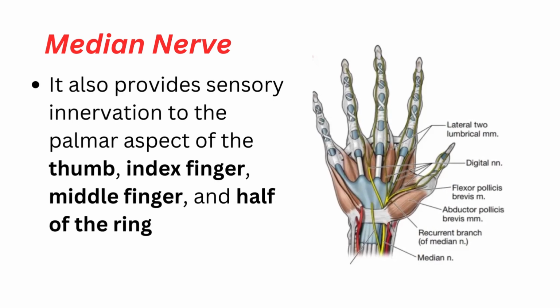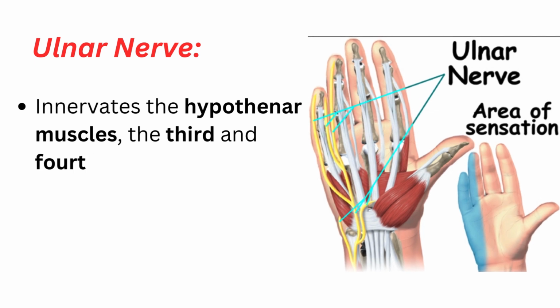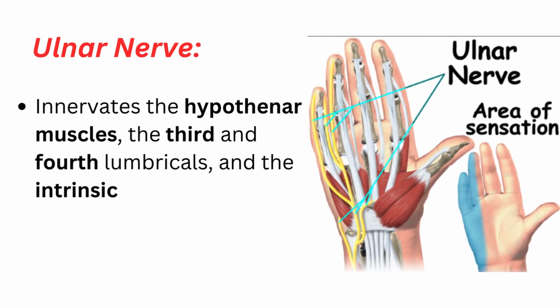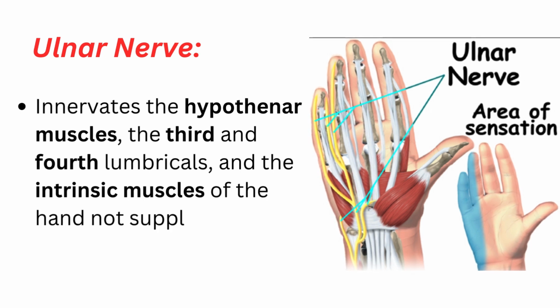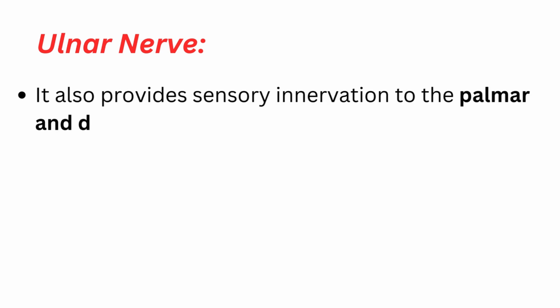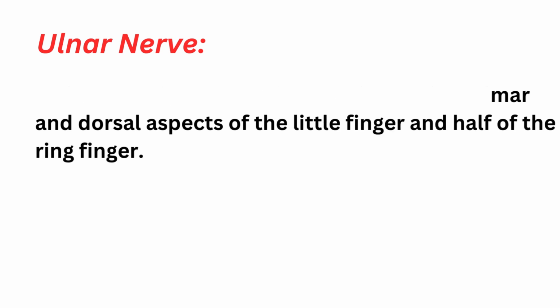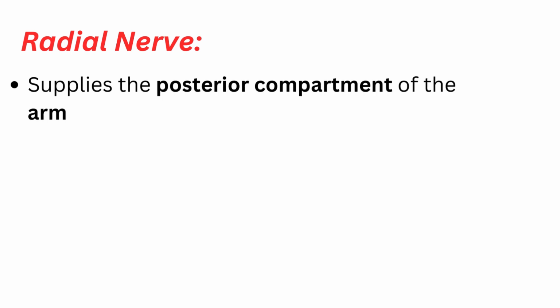Ulnar nerve innervates the hypothenar muscles, the 3rd and 4th lumbricals, and the intrinsic muscles of the hand not supplied by the median nerve. It also provides sensory innervation to the palmar and dorsal aspects of the little finger and half of the ring finger. Radial nerve supplies the posterior compartment of the arm and forearm.